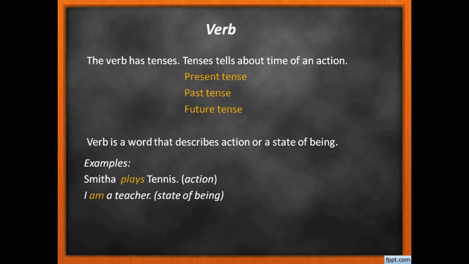And one more thing you notice, there are differences in these two sentences. In the first sentence, Smita plays tennis, plays tells about the physical activity. And you notice in the second sentence, there is no physical activity. It's called a state or situation. So that's all that a verb does. It's a word that only describes action or state of being.